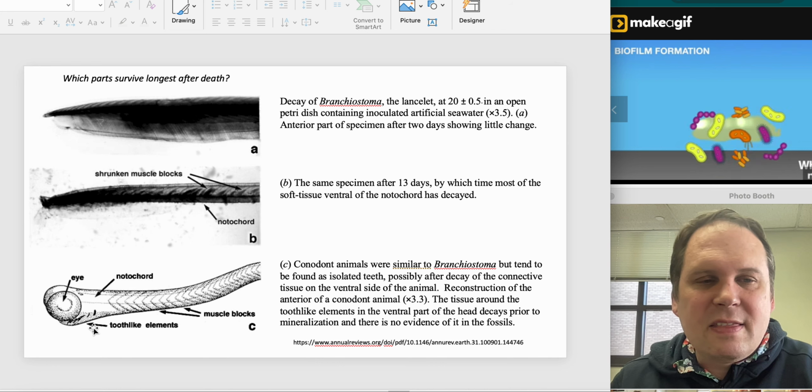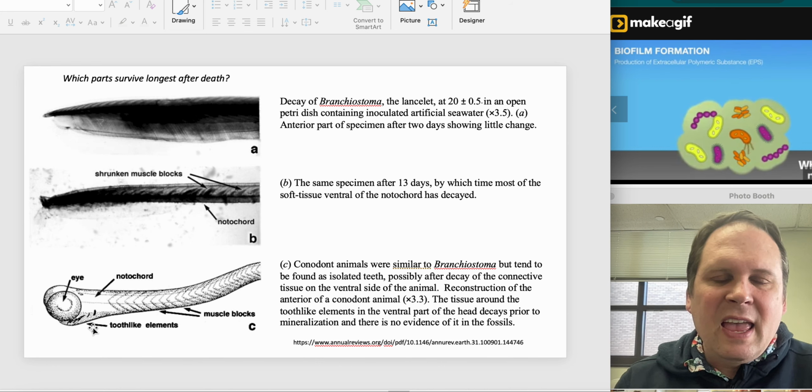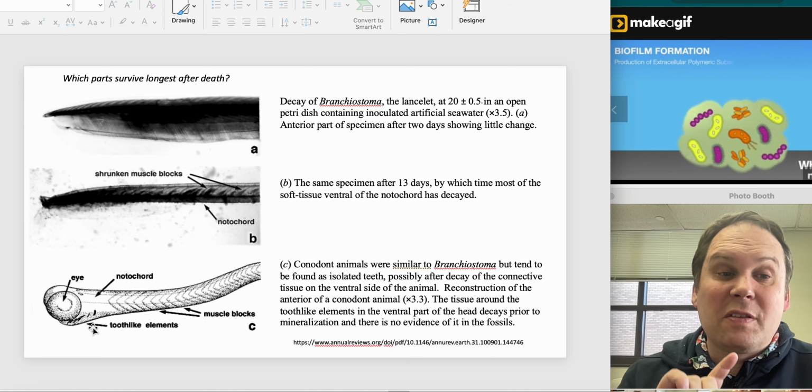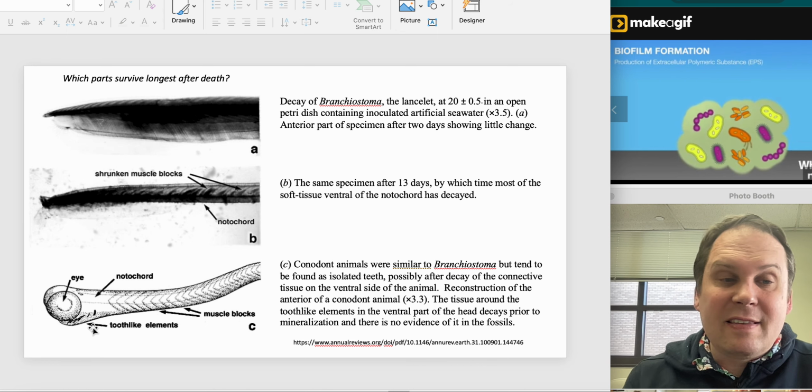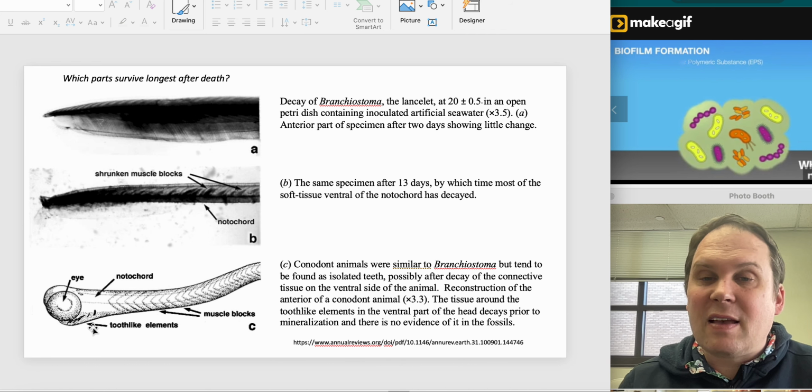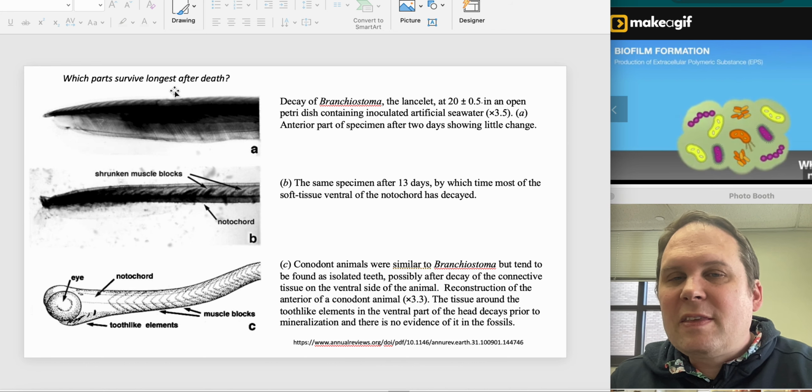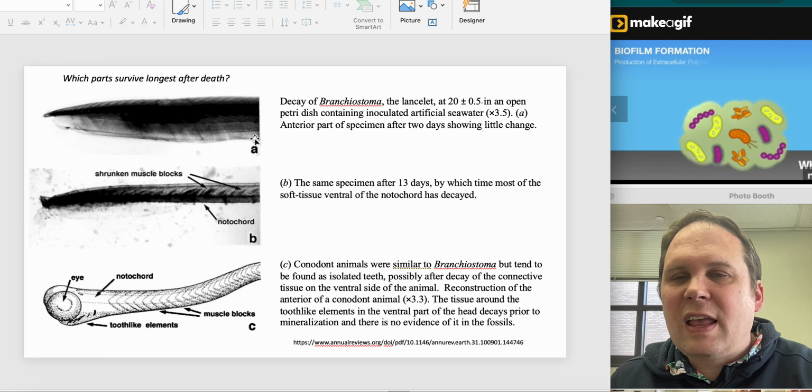They have these little teeth that just get everywhere when they die. And these things apparently had worldwide distribution. So they're very useful in dating exactly when your marine sediment comes from. But if you just put this guy in a petri dish, after 2 days, there's very little change in there.